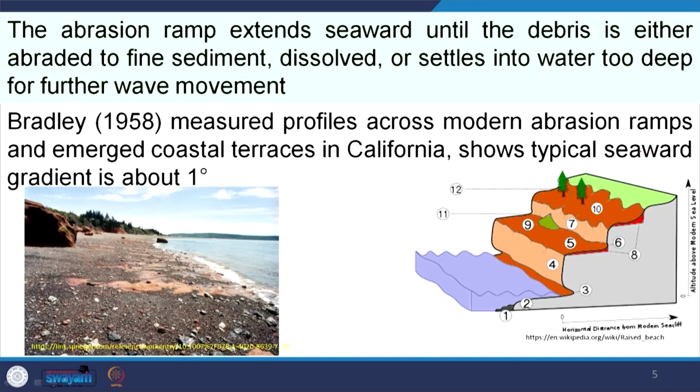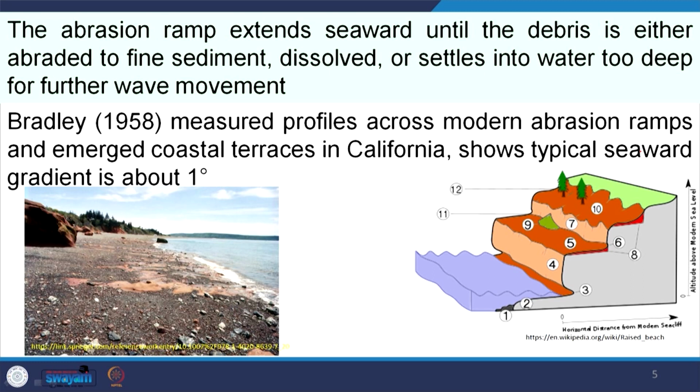The abrasion ramp extends seaward until the debris is either abraded to fine sediment, dissolved, or settles into water too deep for further wave movement. That means, here it is said that if the sediment goes up to a too deep part of the sea, it will never come back due to wave action, so we are losing the sediment. Otherwise, we have sediment and gradually we are reducing the grain size by to-and-fro motions.